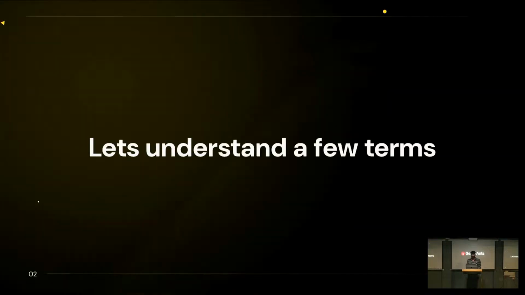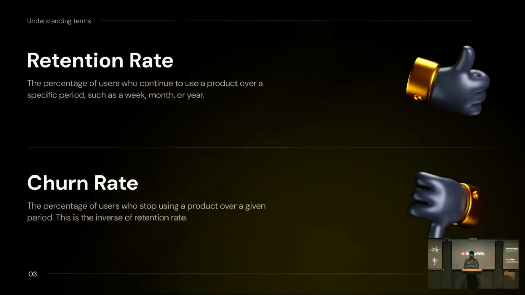Okay. Before we get into the presentation, we might want to understand a few key terminologies. Those key terminologies are retention rate. So what is a retention rate? Retention rate is basically the percentage of users who use your product over a period of time.